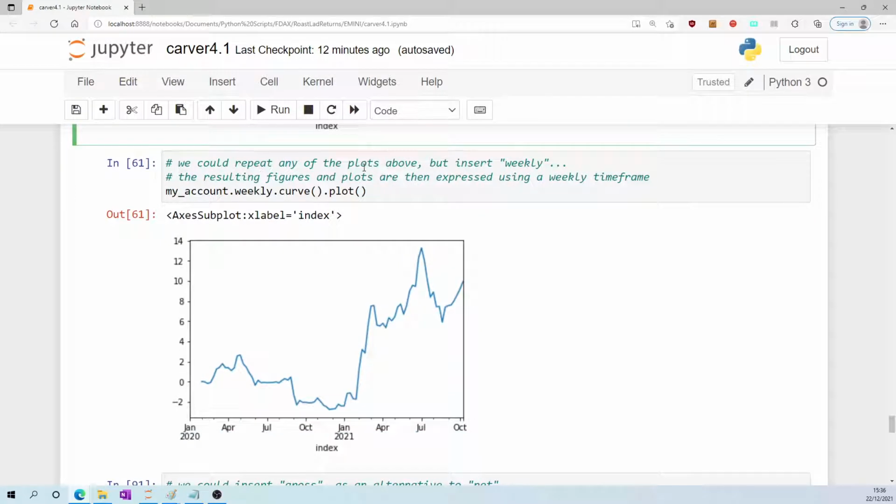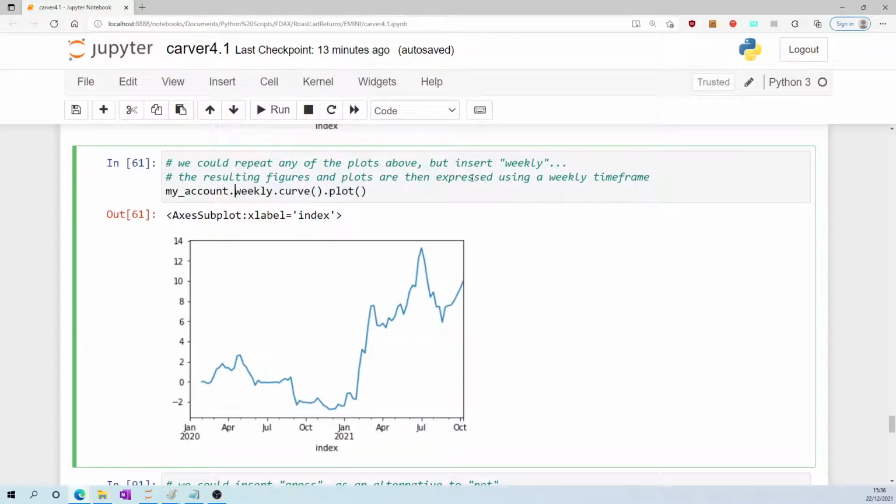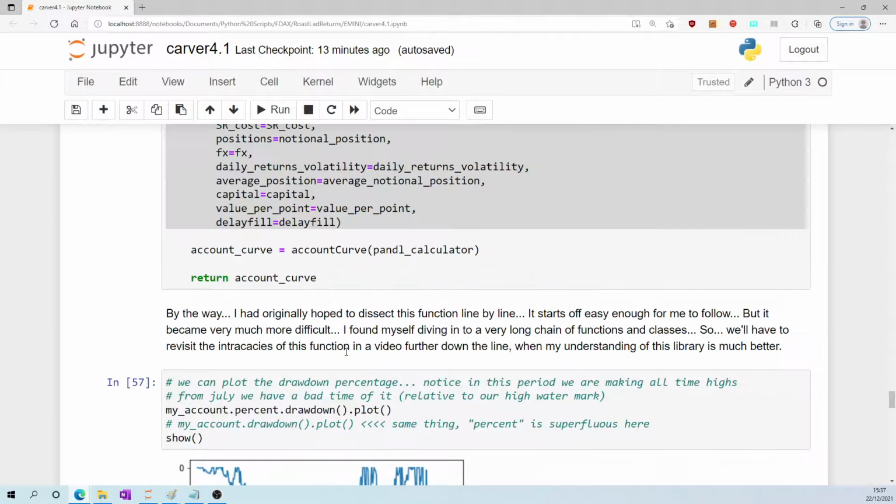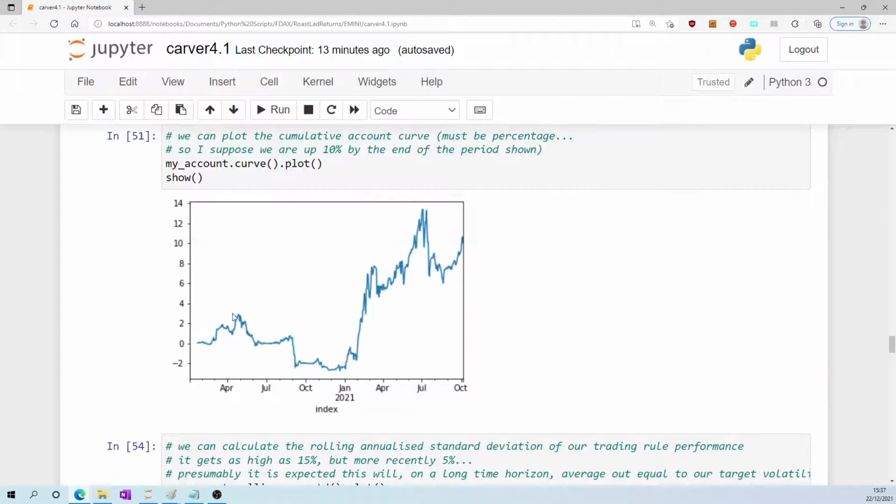We could repeat any of the plots above, but insert weekly, myaccount.weekly.curve.plot, and the resulting figures and plots would then be expressed using a weekly time frame. You may recall that when I typed in myaccount.curve, which is based on a daily time frame, the shape of the curve was the same as this, but it was more granular. It was quite choppy. So I'm going to scroll up just so you can see that. Here it is.